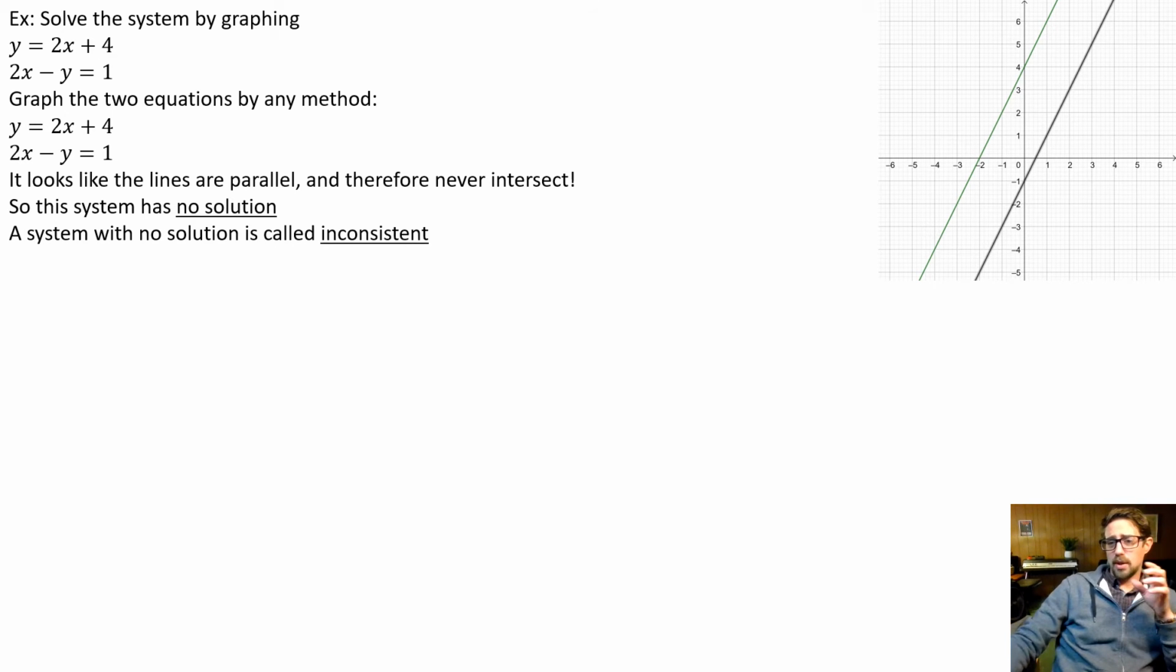This is a word that specifically refers to systems of more than one equation. If you see that word in the future, the system is inconsistent, it means it doesn't have a solution. And in all other cases, it's consistent. So obviously most of the systems we're going to look at are consistent, because it's pretty boring to do a bunch that don't have any solution.